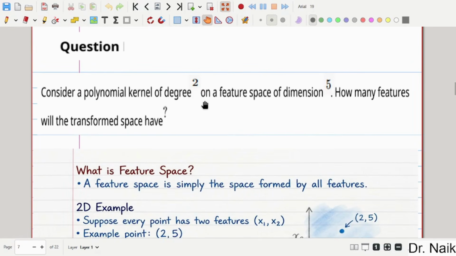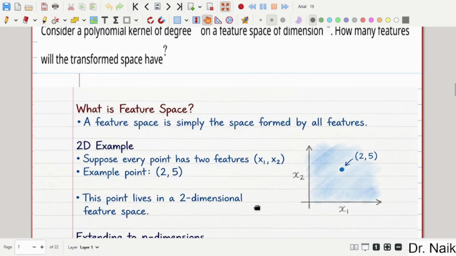Consider another question. Consider a polynomial kernel of degree 2 on a feature space of dimension 5. How many features will the transform space have? Now understand some basic concepts.